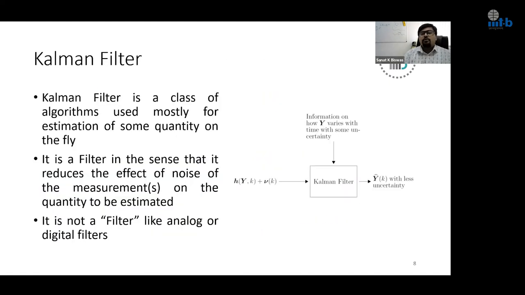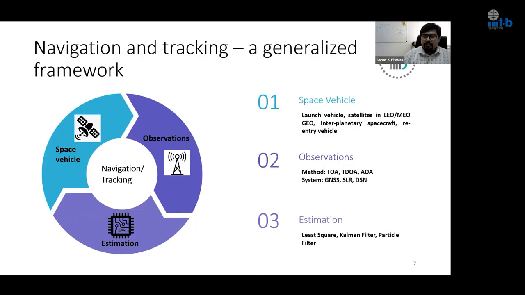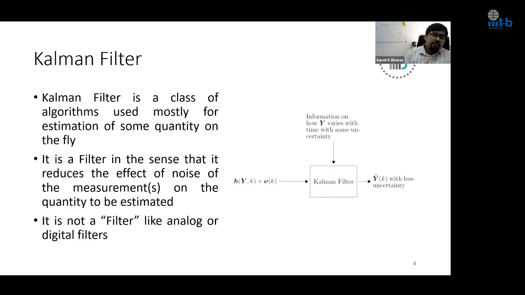First we'll talk about the Kalman filter. We are not going into the details of least squares, which is common, and we go directly to the Kalman filter. Even though the Kalman filter is now a very common estimation algorithm, here we'll talk about some problems faced in space vehicle navigation when we use it, and what methods we can use to tackle these problems. That we'll also discuss.